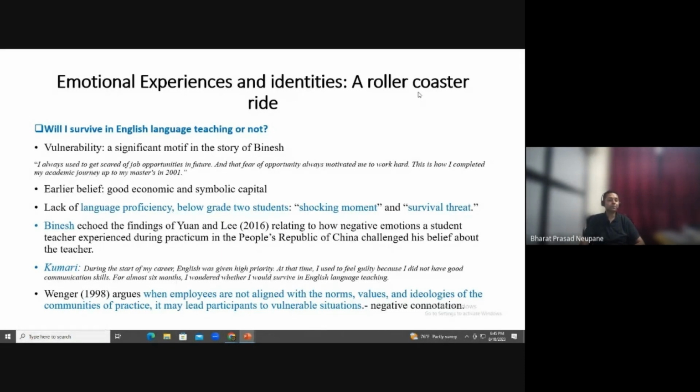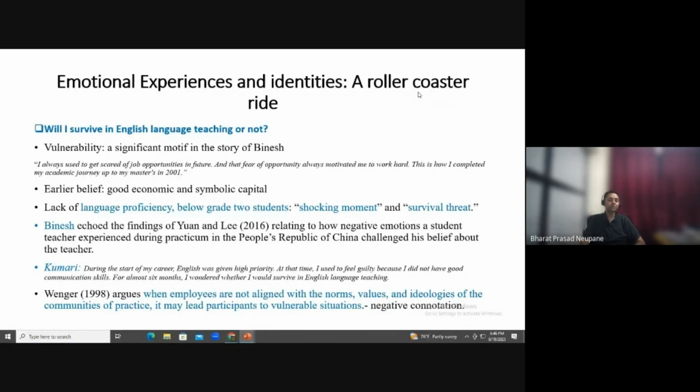That's why he always felt vulnerable. And not only that, after the completion of his master's degree, he went to a village. He taught there for a while, and he came back to Kathmandu because of different circumstances. He could not stay there, and he visited one of the private schools in Kathmandu. While visiting there, he saw the language proficiency of his students, and from that he realized that his language proficiency was below grade 2 students. Though he was a master's degree holder, his proficiency was below grade 2 students of that particular private school. It was a shocking moment and he had a kind of survival threat because to teach in a private school in Kathmandu, he should have good communication skills, right? So he felt so vulnerable during the formative phase of his career.